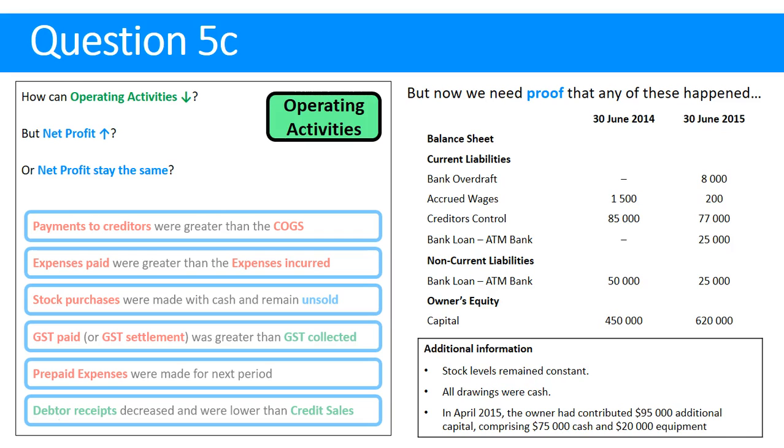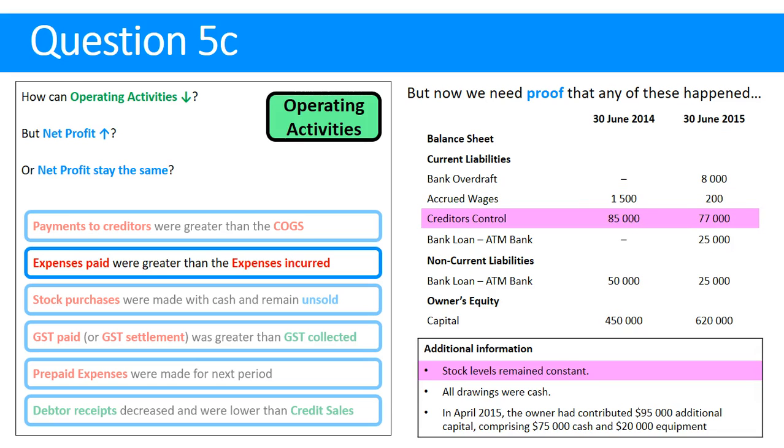So basically we're looking for things that there's direct evidence or proof happened, or there's nothing to contradict that they didn't happen. So let's start. We looked at accrued wages. Looks like the accrued wages balance has gone down by $1,300. What that means is expenses paid were greater than expenses incurred. So that's a great reason, and we could use that in our answer. So let's keep that as a possibility.